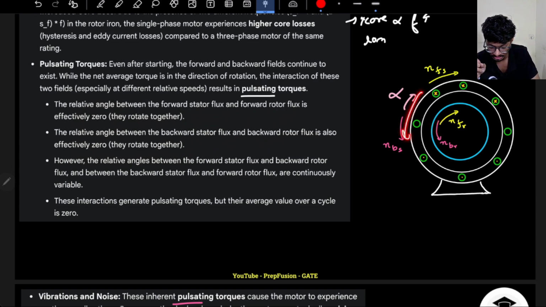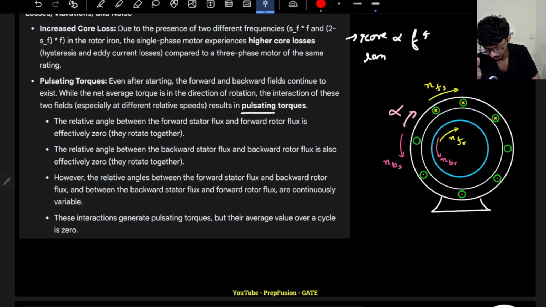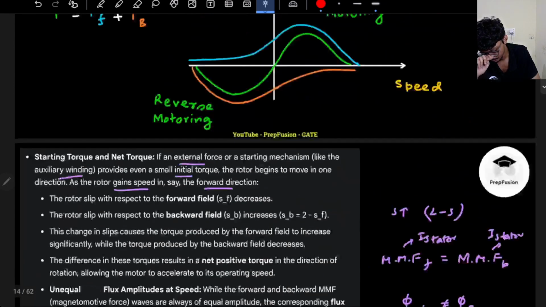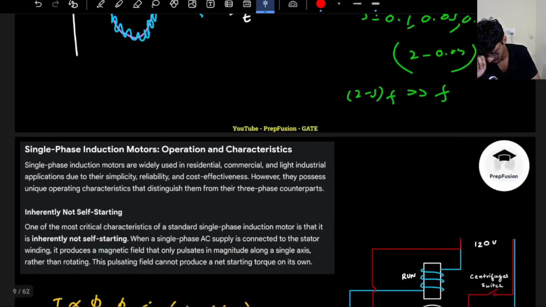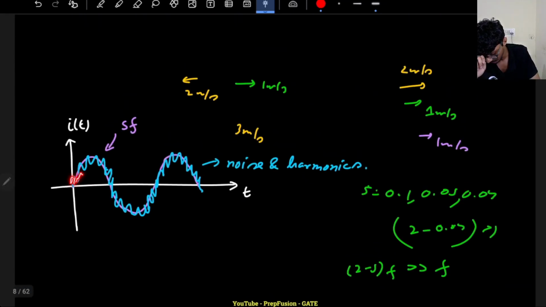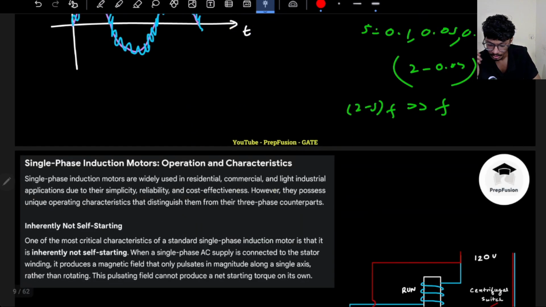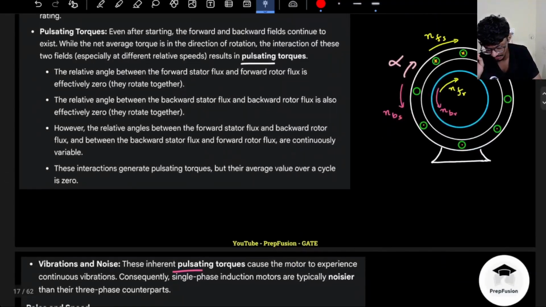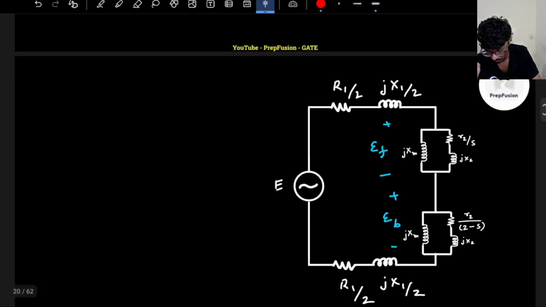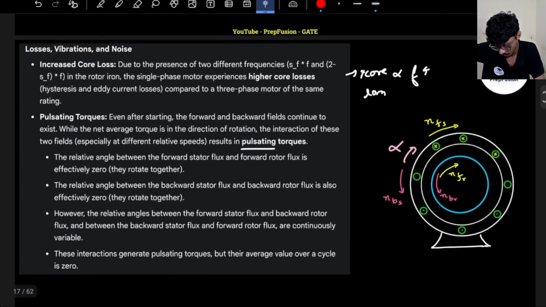due to the backward stator current. Remember there are two currents in the rotor, right? One is this current, another one is this current. This current will produce a forward rotating field and this current will produce a backward rotating field. So that field and the backward field will have zero angle difference between them. That will be constant, always constant.